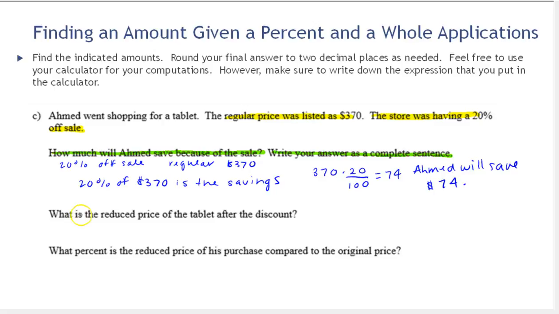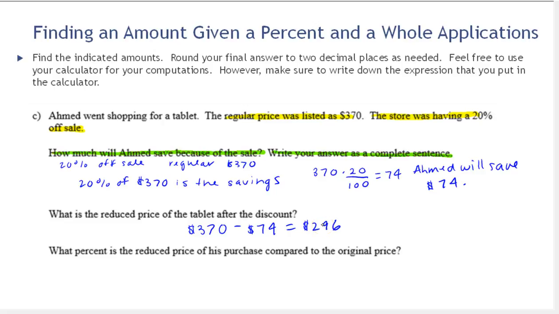Now it says, what is the reduced price of the tablet after the discount? Well, the regular price was $370. We're going to take off the discount of $74. And if I subtract 74 from 370, I will get 296. So now this is the reduced price. This is what he pays for the tablet.